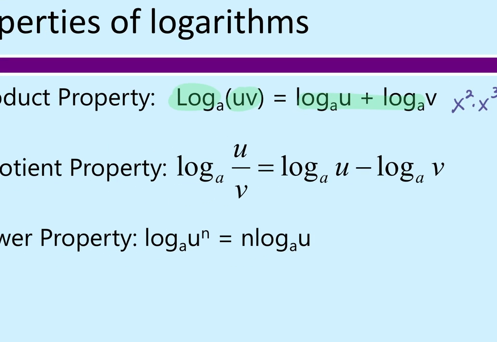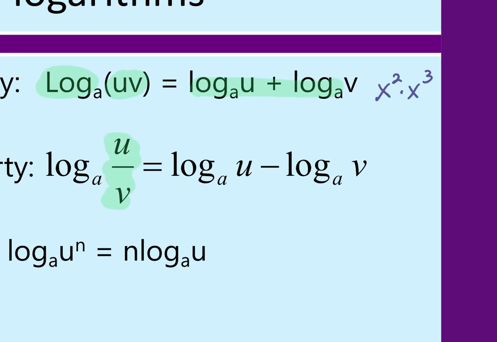Then if I go to division, so I have a fraction, okay, then it becomes subtraction. When I break this apart, log base A of u minus log base A of v. And this is because if I had x to the fifth in the top and x to the second in the bottom, what do I do with these exponents? Subtract them, okay?